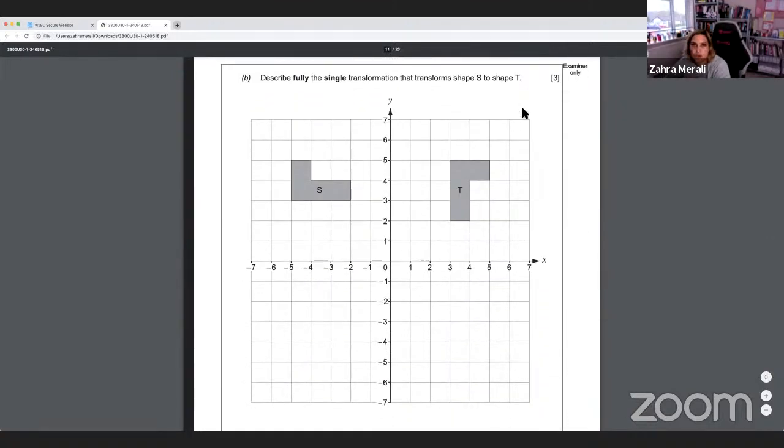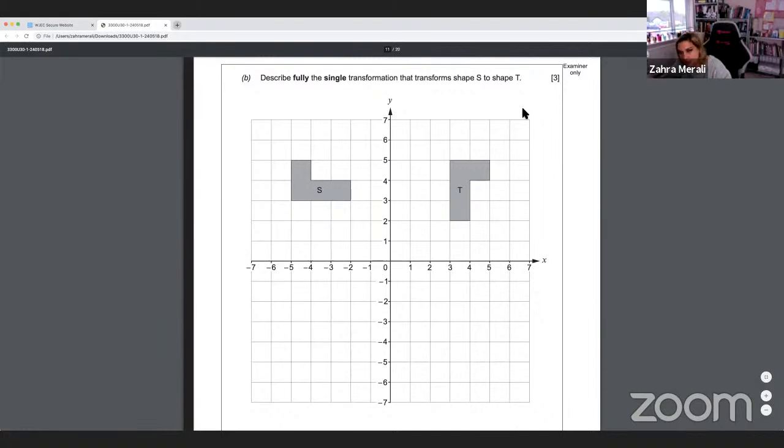Now we want to describe fully the transformation from S to T. Now it's not a reflection. It's not a translation, which is when you just shift the whole shape because it's moved. That means it has to be a rotation. So if you notice, what have you done? You've turned it round the clock, positive, and you've flipped the shape by 90 degrees.